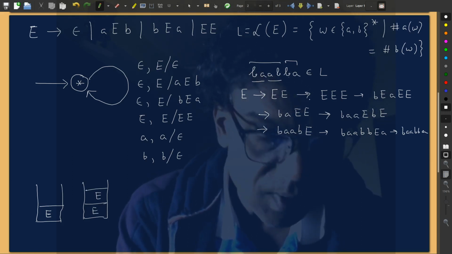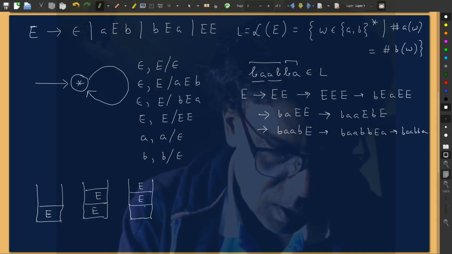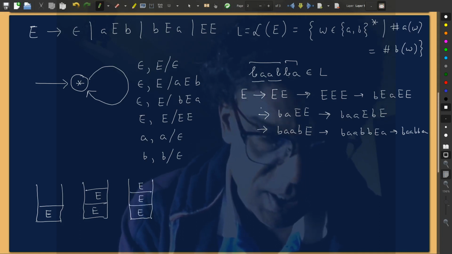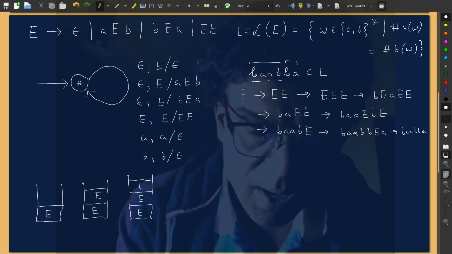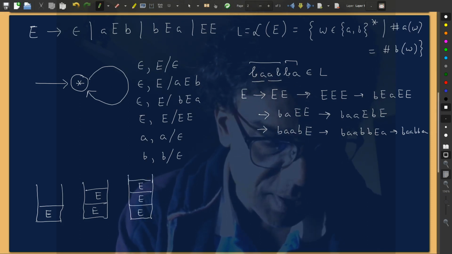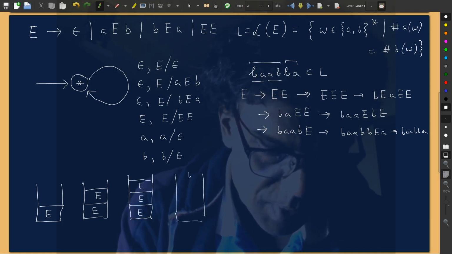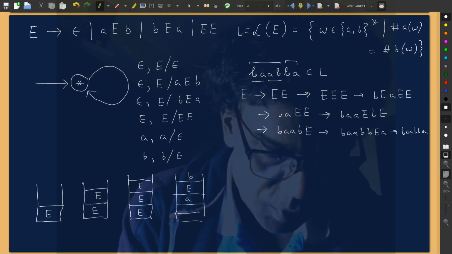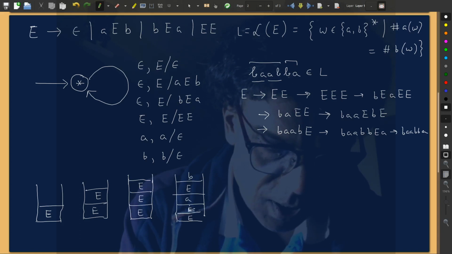Then once again the same rule is applied. So this is replaced by EEE. Then on this E, I apply the rule BEA. So I replace E by BEA. So now the stack becomes B, E, A, and these two E's are there.